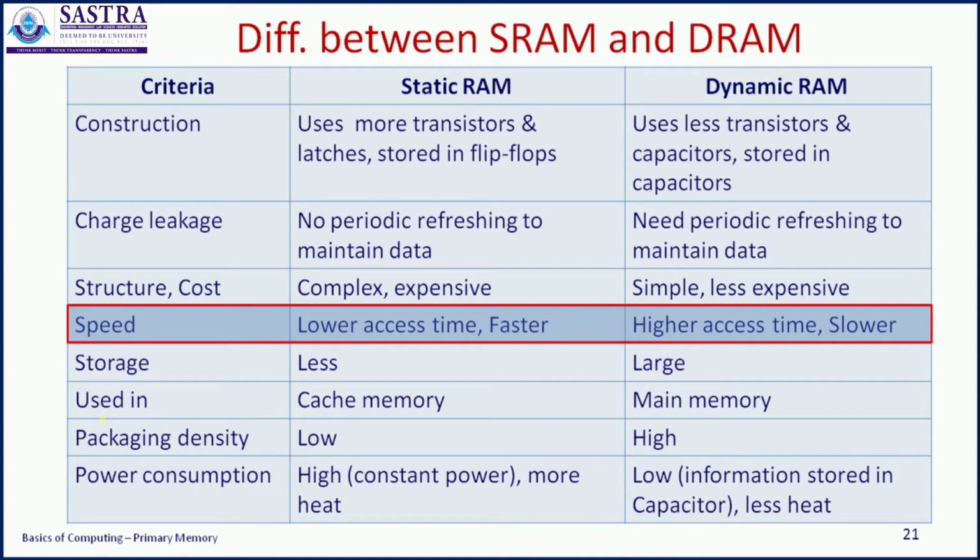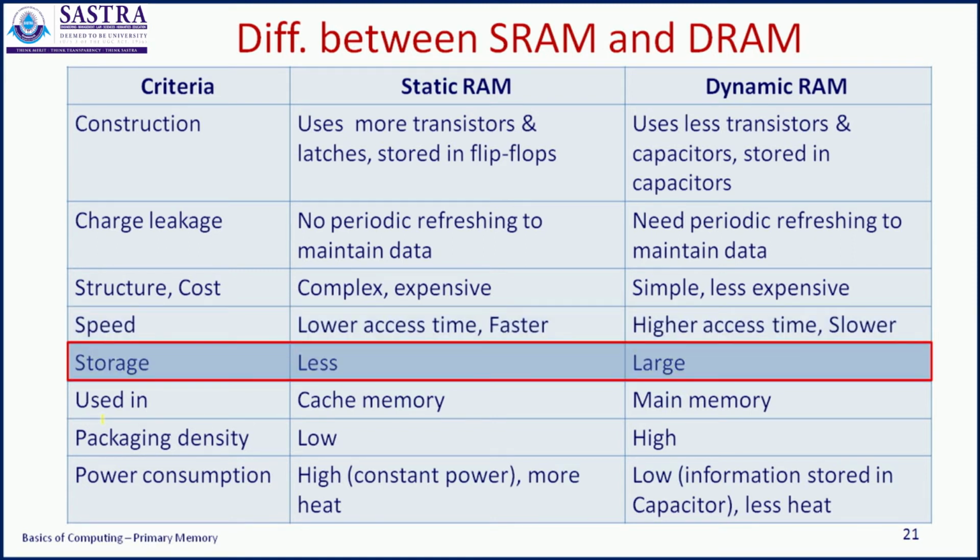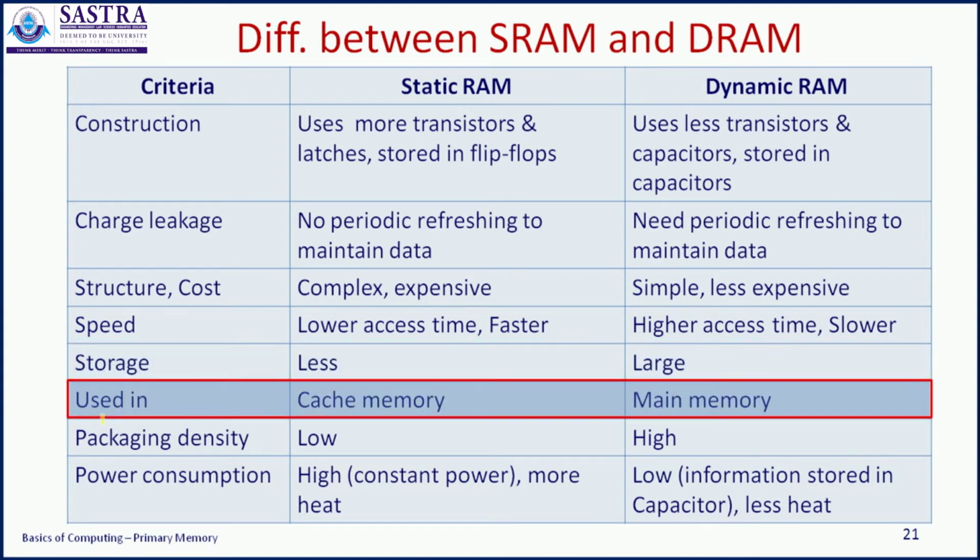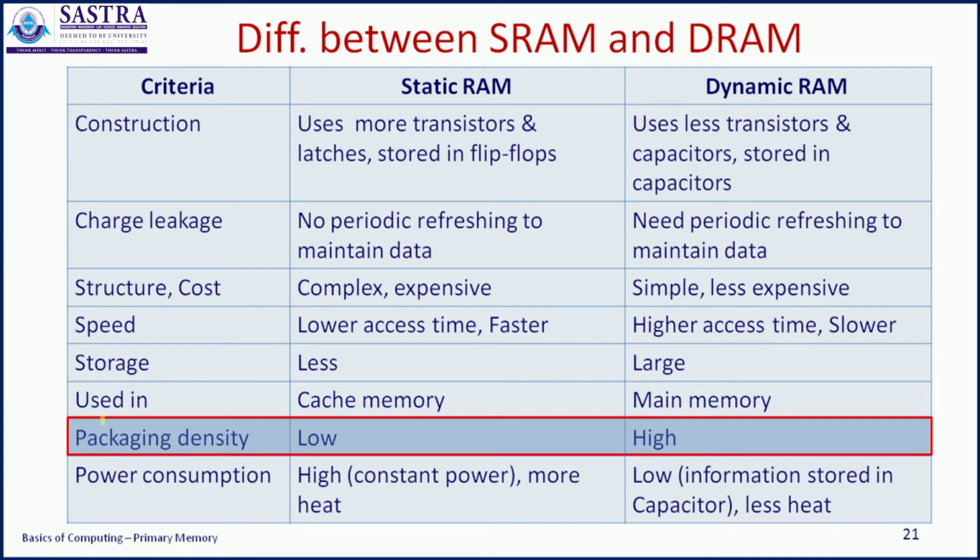Static RAM has lower access time and is faster, whereas dynamic RAMs have higher access time and hence are slower. Storage is less with respect to static RAM, whereas DRAM can be used for large amounts of storage. SRAMs are used in cache memory, whereas DRAMs are used in main memories. The packaging density is low in SRAM, whereas the packaging density is high in DRAM.